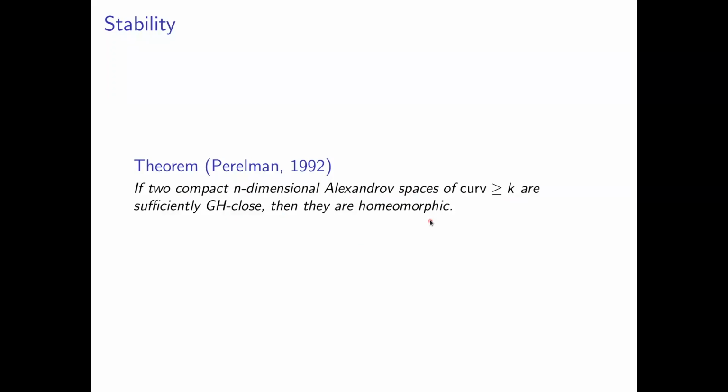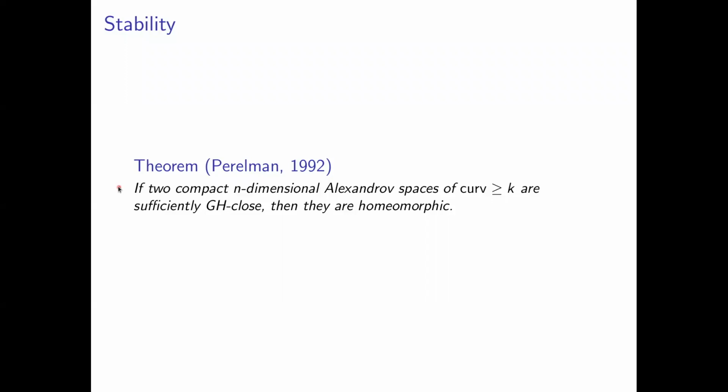This is the case when the sequence is non-collapsed, meaning that the dimension of the limit is the same as the dimension of the elements of the sequence. So this answers the question of what the topology of the limit looks like. Now the question that you can ask is, what's happening if the dimension of the limit goes down?